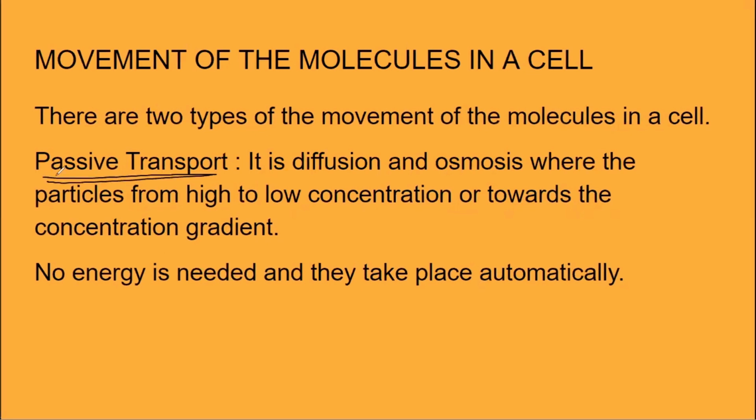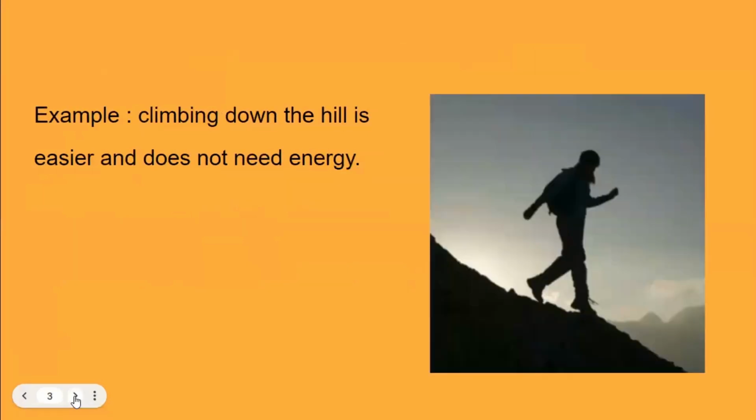This is passive transport. What is the meaning of passive transport? In the case of diffusion and osmosis, the particles are moving from high to low concentration and they do not require any energy. The crowd of particles is just flowing from one direction to the other without any push, without any energy. Automatically, it is happening across the cell membrane.